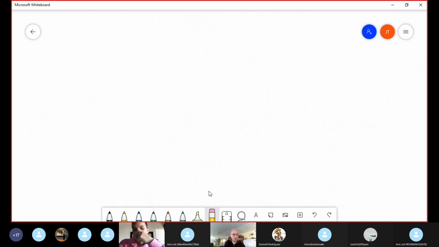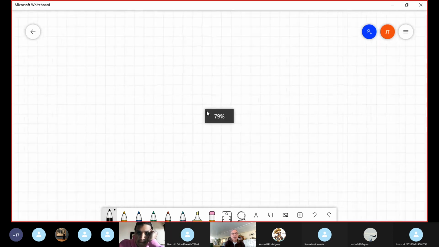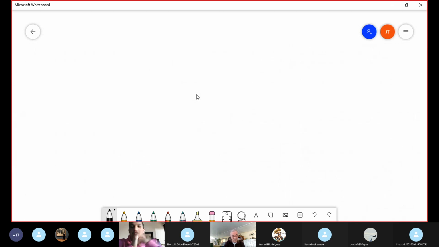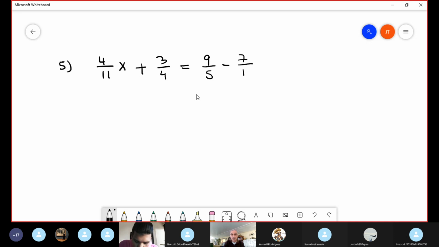Okay, let's solve one interesting case using fractions. The fraction is always complicated, and you try to avoid fractions. This is number 5. Number 5 is 4 over 11x plus 3 over 4 equals 9 over 5 minus 7 over 11x plus 9 over 5.